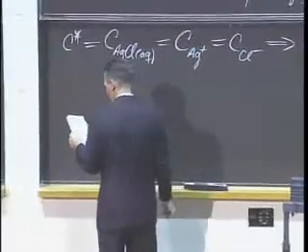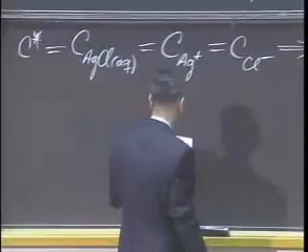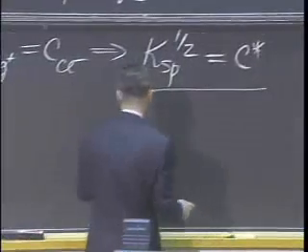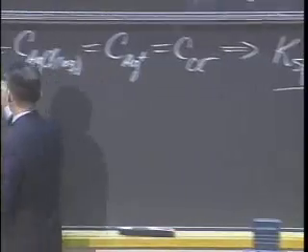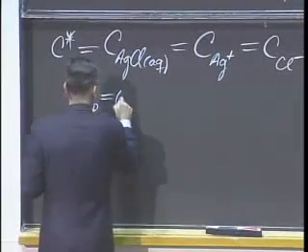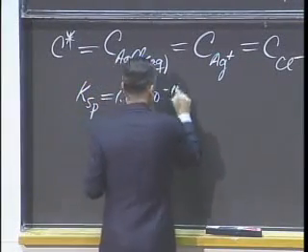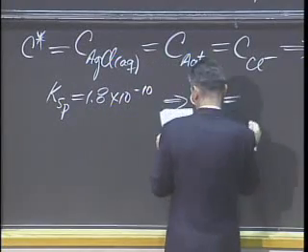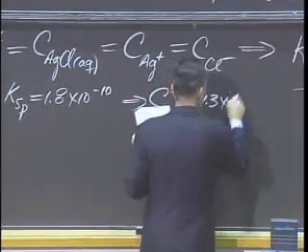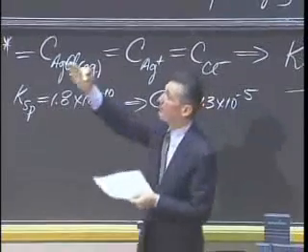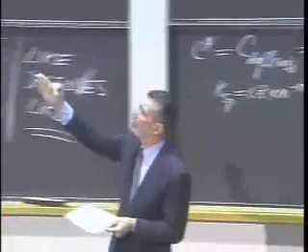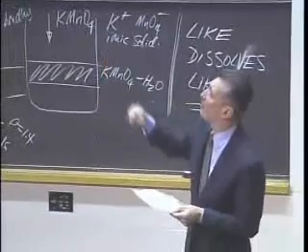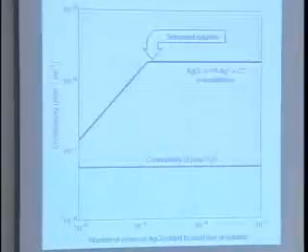And for silver chloride, it turns out that the solubility product is 1.8 times 10 to the minus 10, which then means that the saturation solubility for silver chloride is the square root of that, which is about 1.3 times 10 to the minus 5. And sure enough, that's what you see on this plot. You see that somewhere just a little bit higher than 10 to the minus 5 molar, the plot has flattened out.